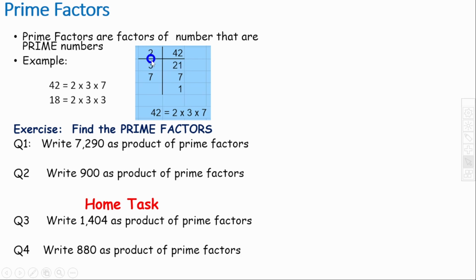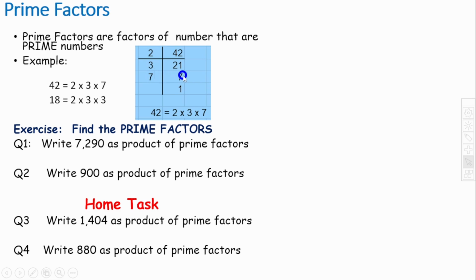So we can try another prime number, like 3. So now let's try 3. Can 3 go in 21? Yes, it can. How many 3s can we find in 21? 7. You write 7 under. Can 3 go in 7? No, it can't. So we try another prime number, which is the next one, 7.